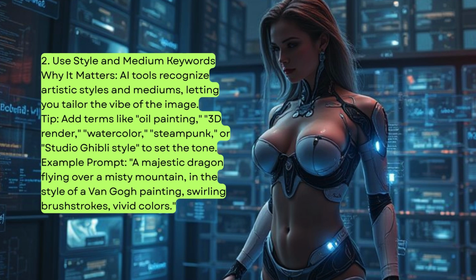2. Use style and medium keywords. Why it matters: AI tools recognize artistic styles and mediums, letting you tailor the vibe of the image. Tip: Add terms like oil painting, 3D render, watercolor, steampunk, or Studio Ghibli style to set the tone. Example prompt: A majestic dragon flying over a misty mountain, in the style of a Van Gogh painting, swirling brushstrokes, vivid colors.